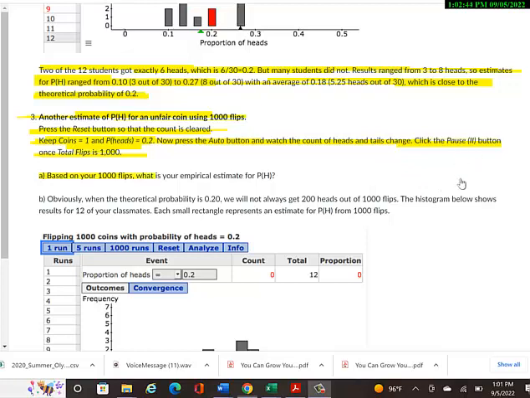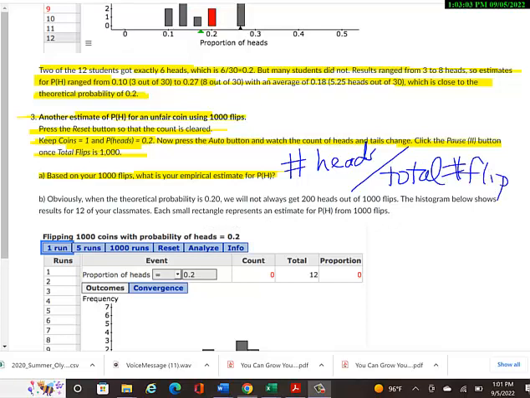Based on your 1,000 flips, what is your empirical estimate of probability of H? So just as before, if you didn't stop it exactly at 1,000, just do the number of heads that you got, whatever it was, out of the total number of flips. It should be somewhere close to 1,000, but it might not be exactly, because it's hard to stop it at exactly the right time. Okay.